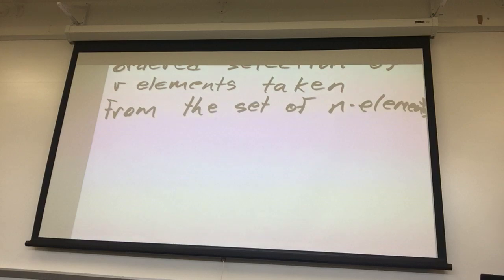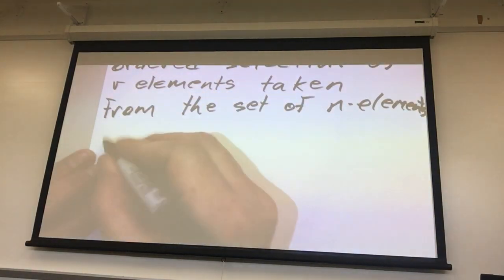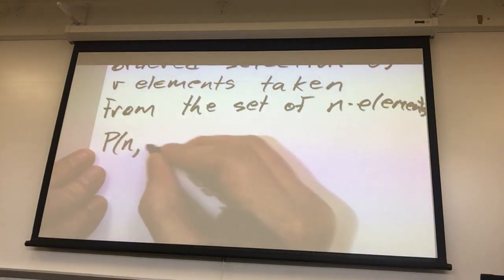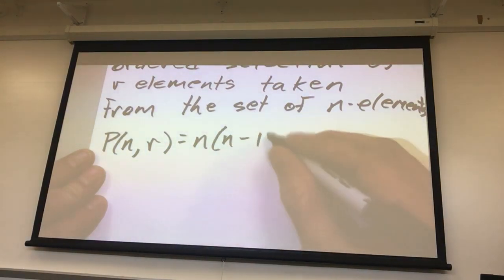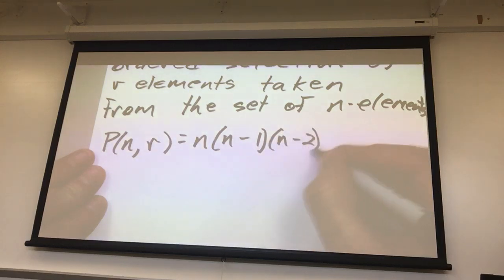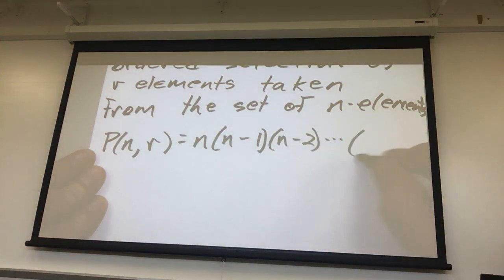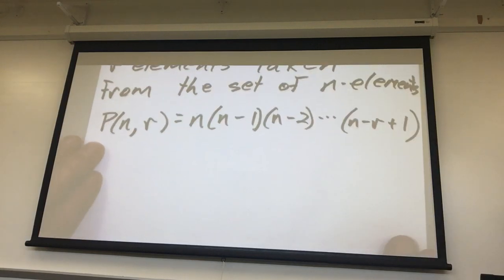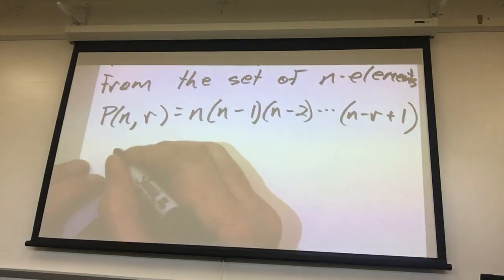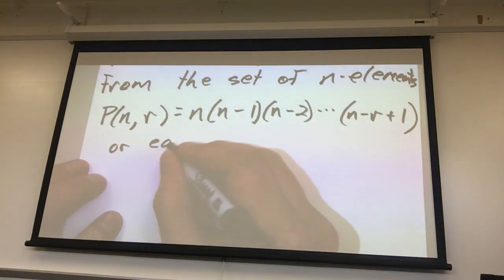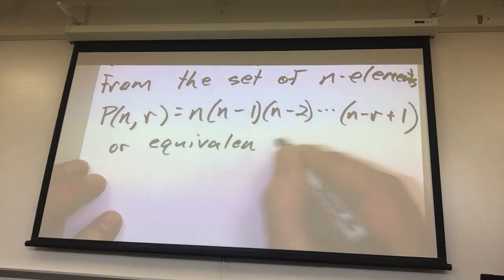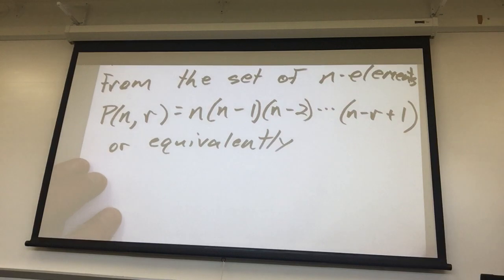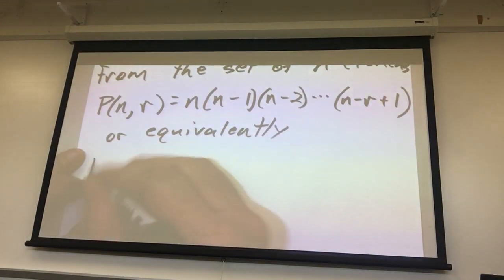The number of possible permutations, P of n r, would equal n times n minus 1 times n minus 2, all the way off to n minus r plus 1. Y'all will probably see this formula more often.